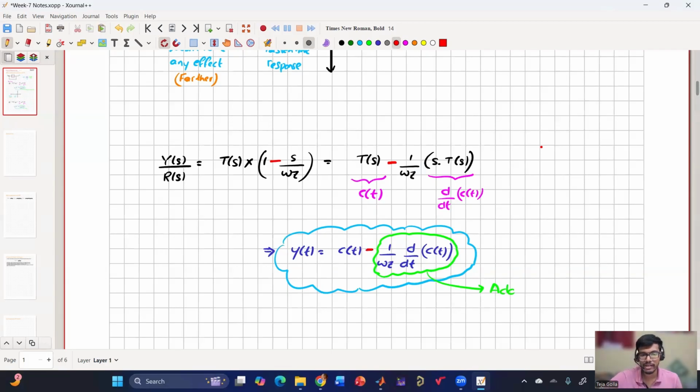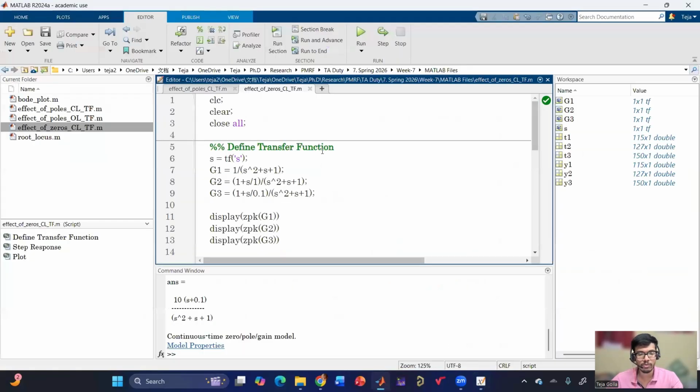Now the derivative term is there, okay? But it is having a negative term. So instead of pulling it up, it will pull it down. Let us see what the response will be. I'll consider two case studies. We can use the same code. One is at +1, one is at -1.